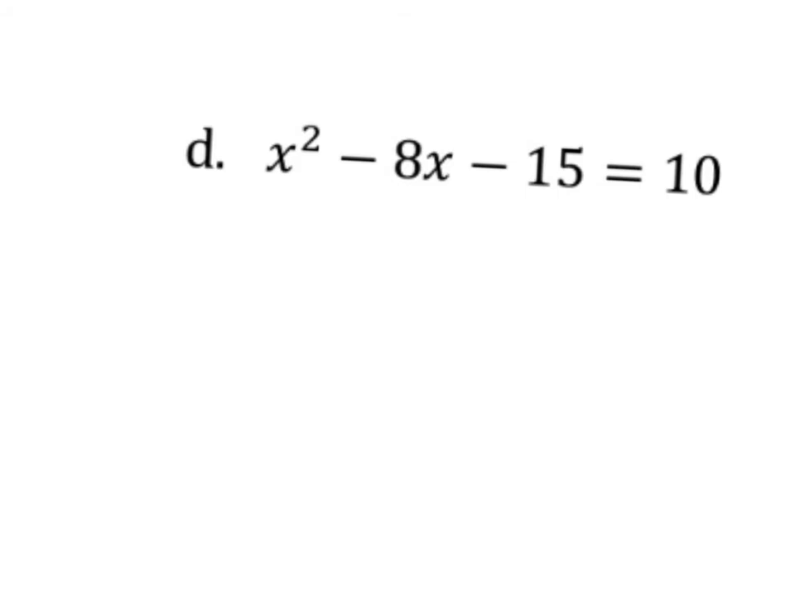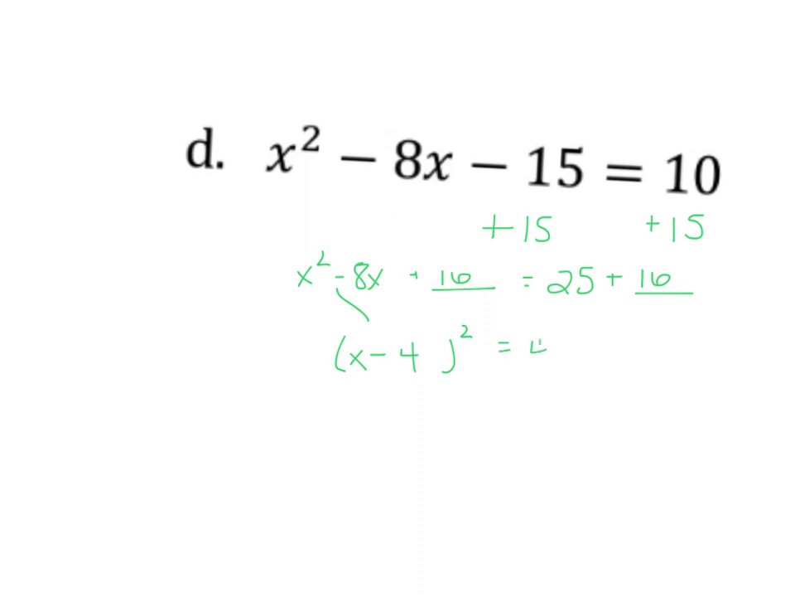Alright, last one. So let's move our c term out of the way. Plus blank equals 25 plus blank. Half it, square it, add it. So half of 8 is 4, squared is 16. I'm going to add that to both sides. I'm going to factor that left side. Remember, variable, bring down this symbol, half of that middle number. Add your stuff on the right side.